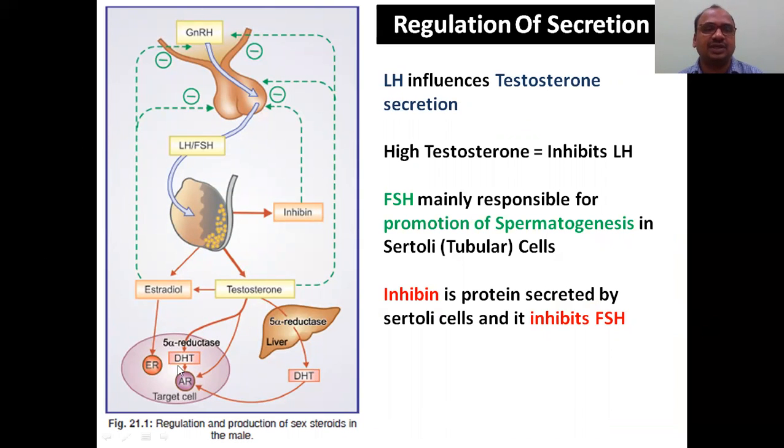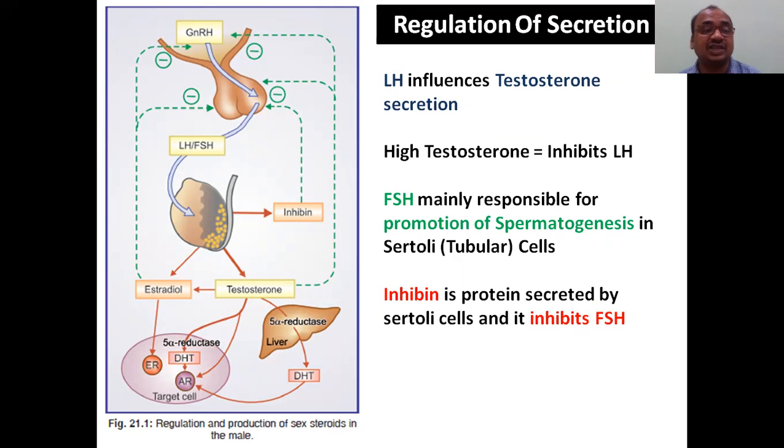Regulation of the secretion. See, testosterone is secreted by the testis. But keep in your mind that luteinizing hormone and follicle stimulating hormone are responsible for stimulating the testis. The anterior pituitary gland secretes luteinizing hormone and follicle stimulating hormone. This stimulates the testis, so in the testis the Leydig cells secrete testosterone.